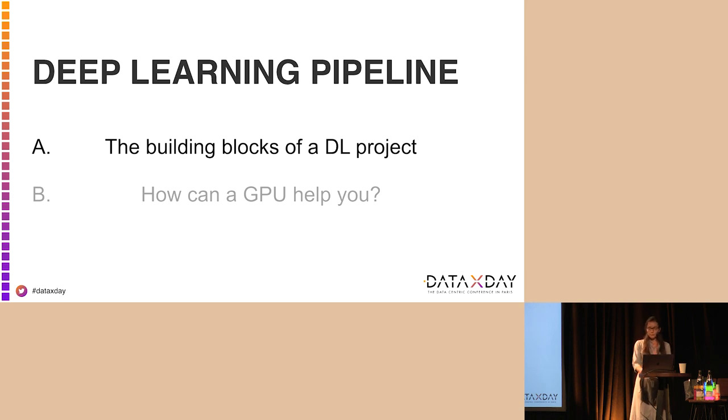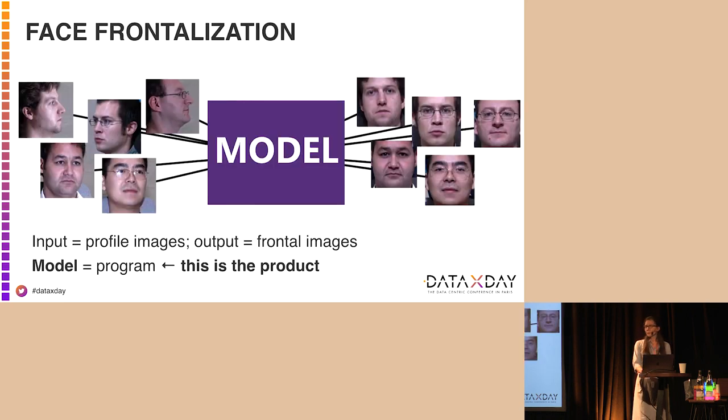Okay, so the deep learning pipeline. I will talk about face frontalization, the face frontalization GAN that I built, later, but for now, just use it as an example in this part. So basically, in this deep learning model, we have inputs, we have the model, and when we input the inputs into the model, we get outputs. That's fairly straightforward. So in this case, our inputs are profile images of people, taken at an arbitrary angle, and the outputs are going to be frontalized images of the same people.